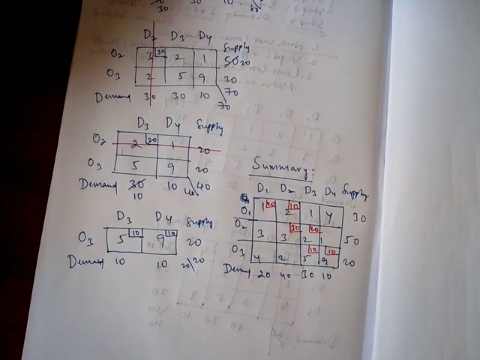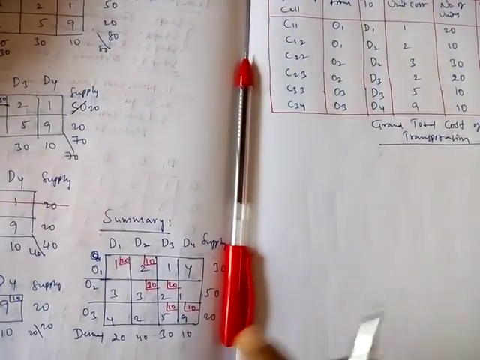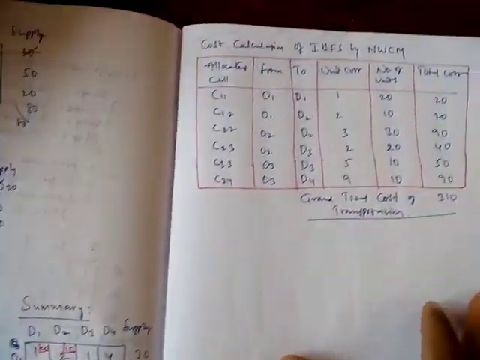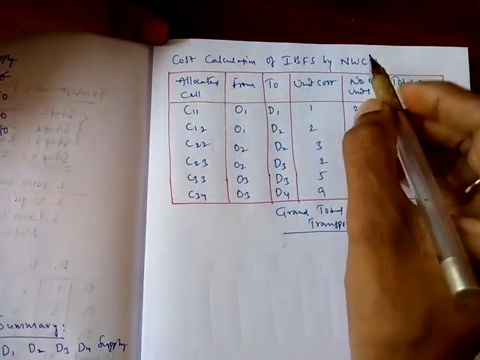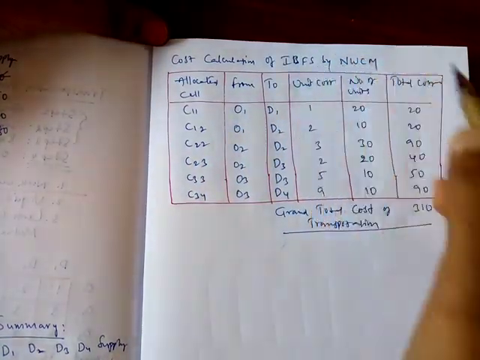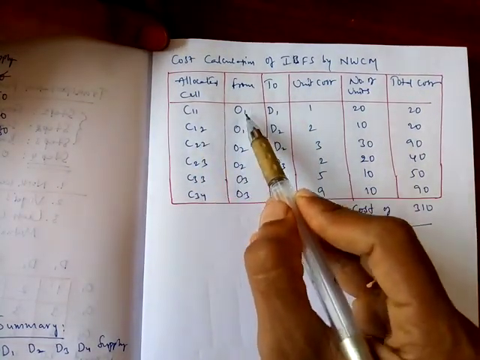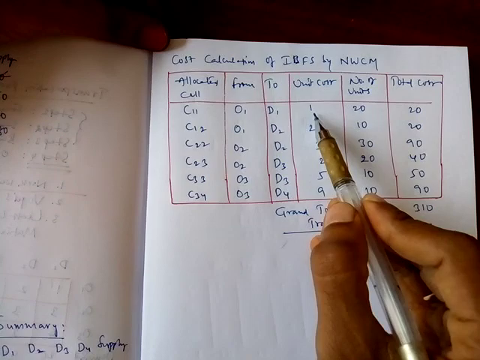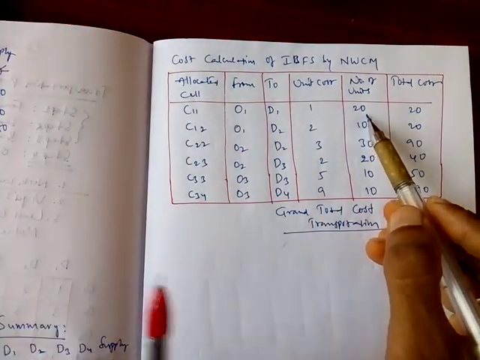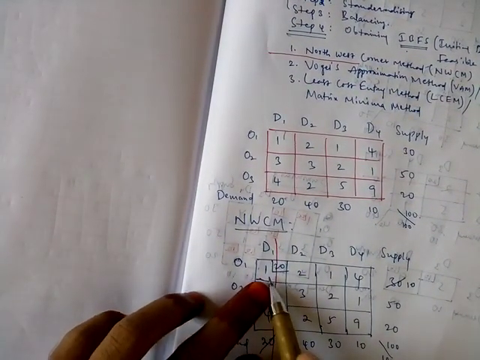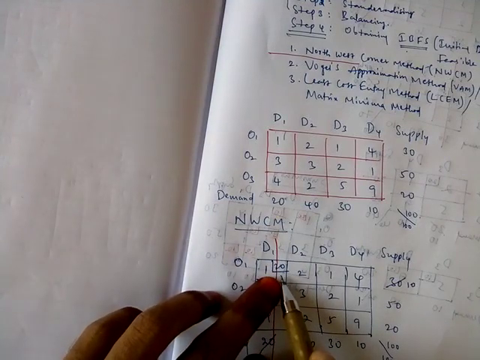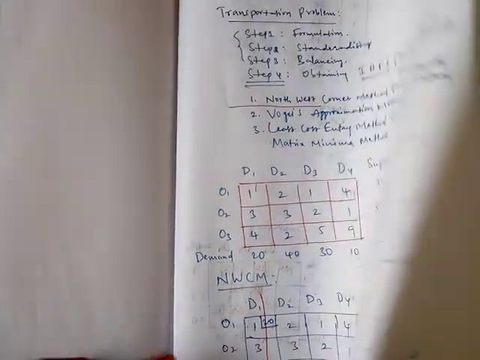Let me write the cost calculation of IBFS by using the NW, I mean northwest corner method. The same table here, the summary is given in a tabular form. Cost calculation of IBFS by northwest corner method, initial basic feasible solution. Allotted cell C11 from O1 to D1, that unit cost is 1. Number of units 20, total cost is 20. Let me show you the first iteration. O1 to D1, cost is 1, total number of units 20, so 20 into 1, 20.